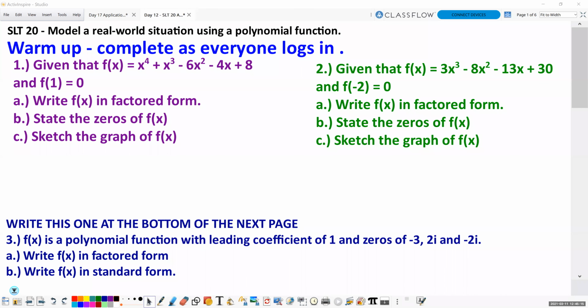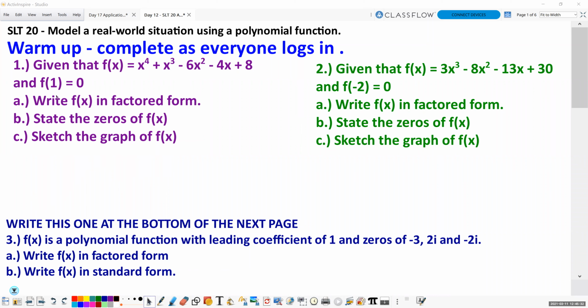Okay, so I want everyone to turn to the page that contains numbers 1 and 2 in your packet. Pause the video, complete numbers 1 and 2, and then also write number 3 at the bottom of the next page. We are not going to be using the problem on the next page, so you can use that space to work on number 3.